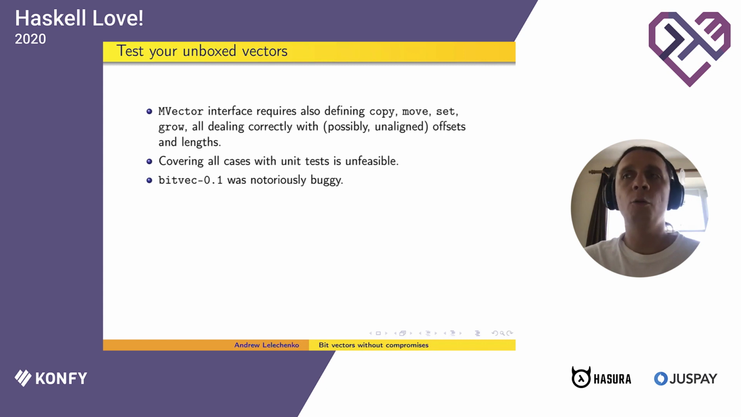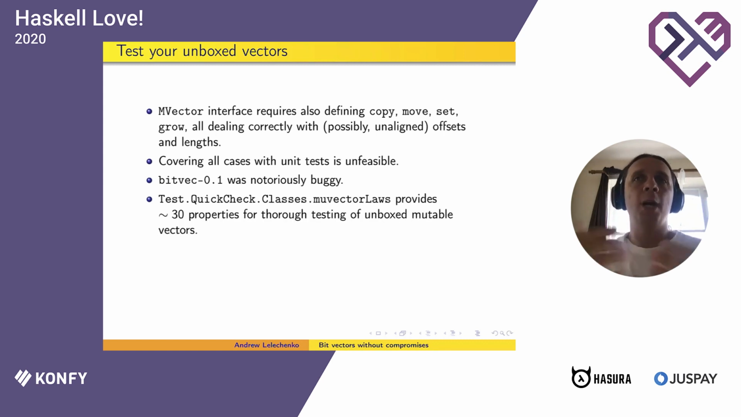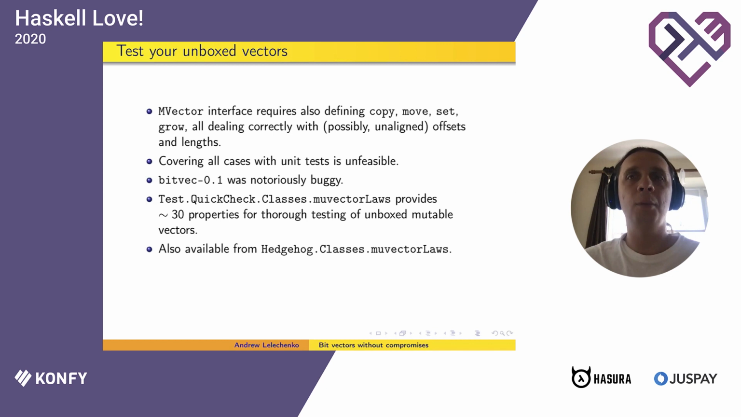I took over this package a year ago, and when I took over its maintainership, I basically started with writing property tests, because the only good way to check all these pesky, gritty details is to write some properties. So I have written about 30 properties for testing unboxed mutable vectors. They test various options of offsets, lengths, sequences of operations, and this is available from the Quick Check Classes package, and it's also available for Hedgehog.